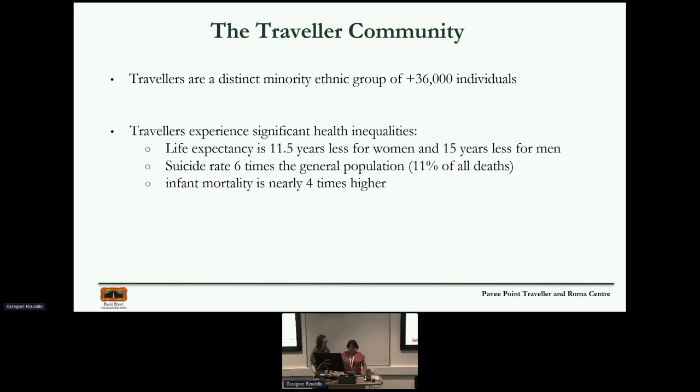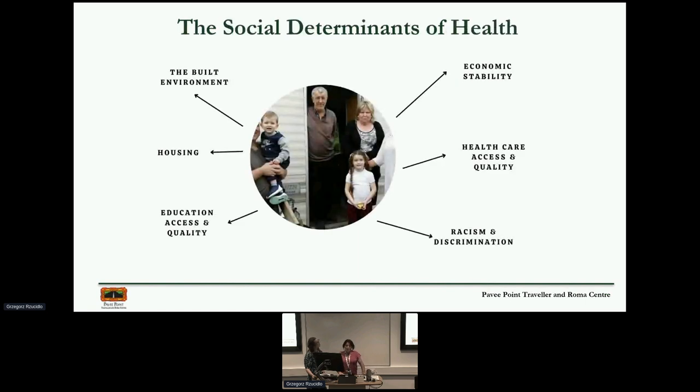I'm a traveller woman myself, and we've very bad health problems. We suffer, a traveller woman lives 11 years less than a settled woman. A traveller man lives 15 years less than a settled man. And suicide is very high in our community. We suffer very bad from heart problems, diabetes, and cancer. My job in Pavey Point is we go out working on the sites and the grounds, and we cover over 300 families, men, women, and children.